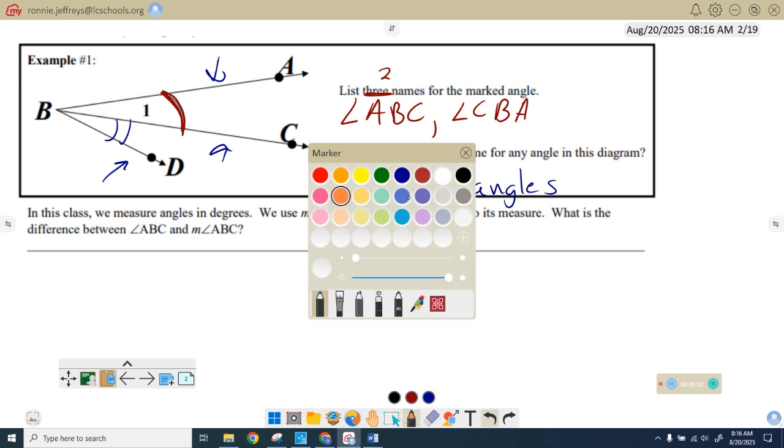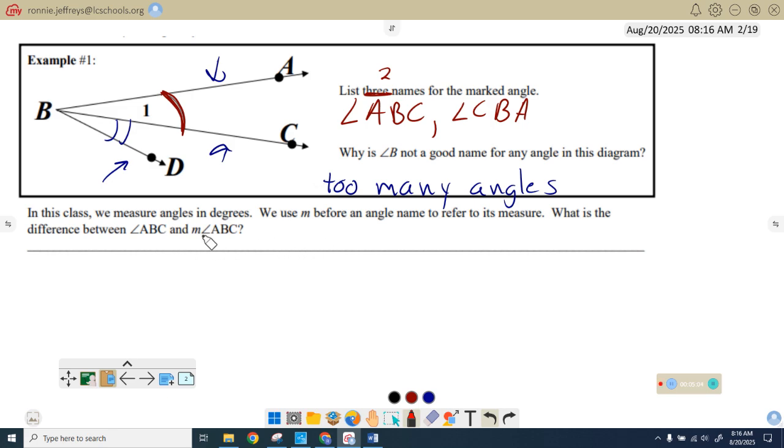Y'all can state the obvious. Well, this one has an M, this one doesn't. Okay, this is naming it. This is the measure. I was really hoping I'd get a whole lot of people. The second one's got an M. But nope. All right.